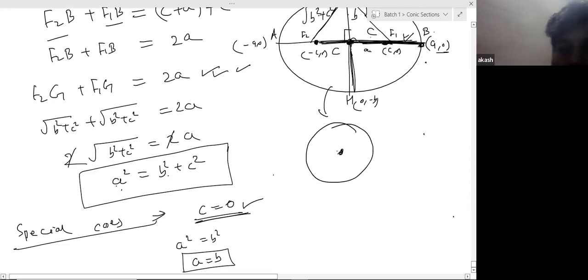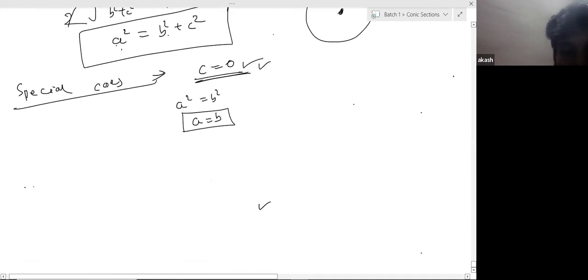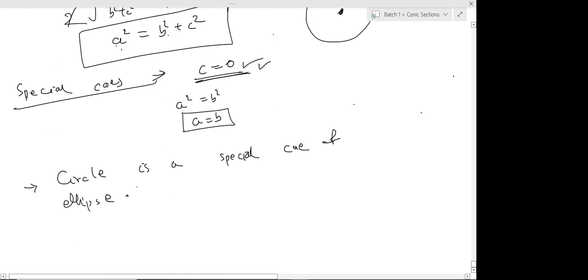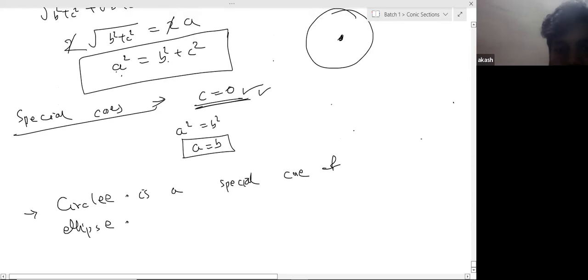The focus is merged with the center. When C becomes 0, the ellipse becomes a circle. So we can say that a circle is a special case of ellipse. Right? So could you explain when the ellipse becomes a circle?